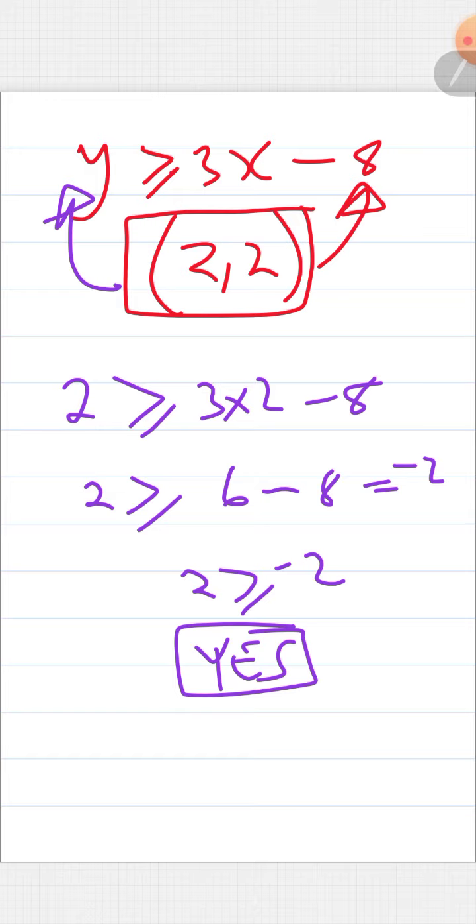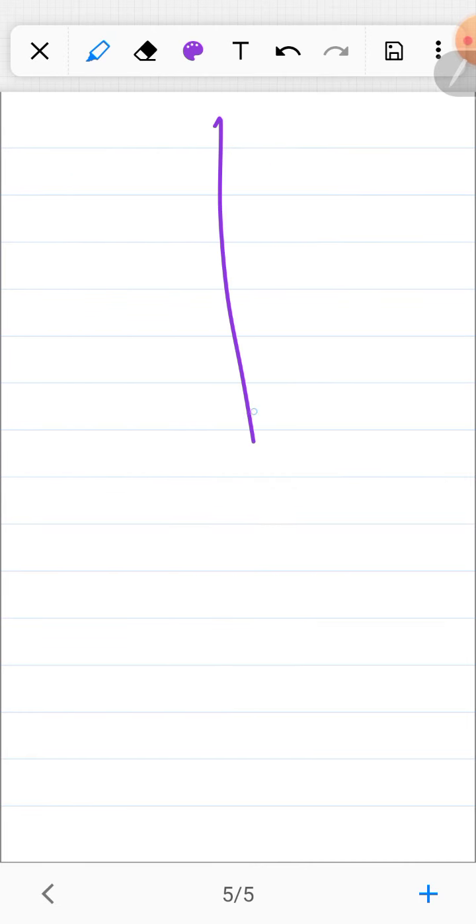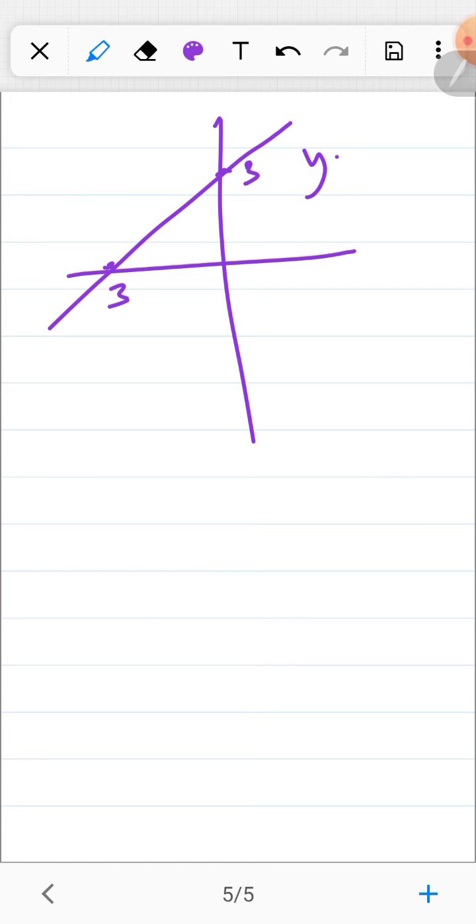If this was on a graph, if I had a graph of, let's say, this point is 3, and this point is 3. So this is y equals x plus 3. And that's how I wanted to shade the side which is greater or equal. Y is greater or equal to x plus 3. Let me choose this point right here, 0, 0.